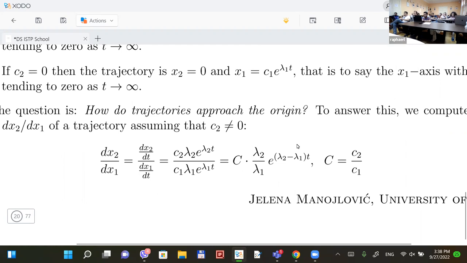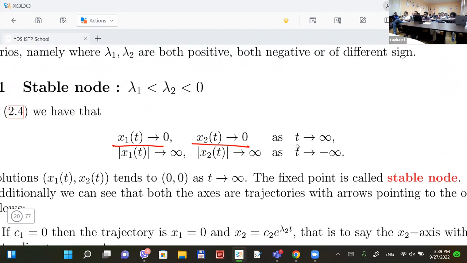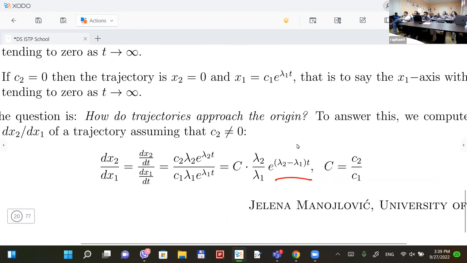With quite easy calculations, the first derivative of x2 over the first derivative of x1, we again obtain the exponential function. So now it is important which of these two eigenvalues is bigger or smaller, or which is closer to zero. So I suppose that lambda 1 is less than lambda 2, so lambda 2 minus lambda 1 is bigger than zero. So this goes to infinity with increasing time, or it goes to zero in decreasing, so backward time.